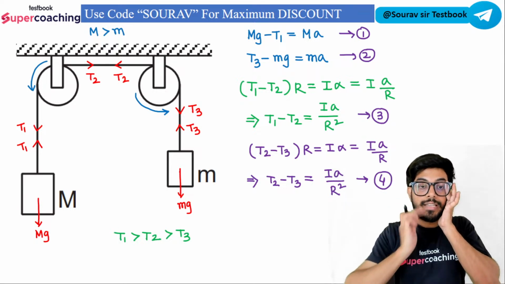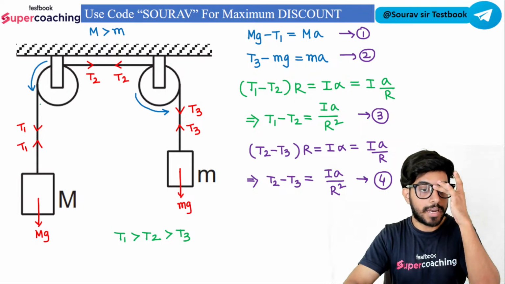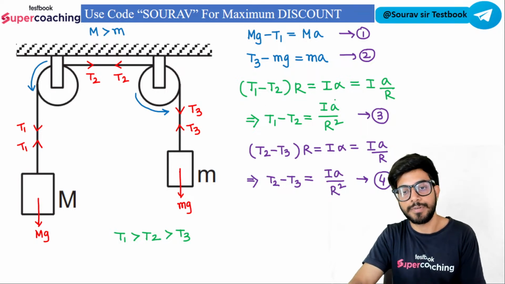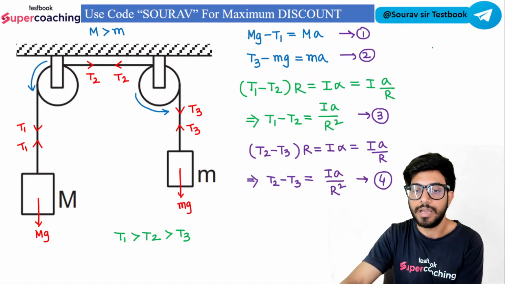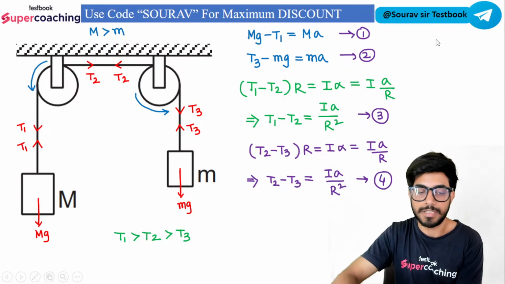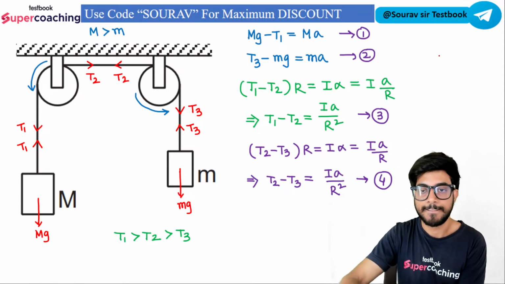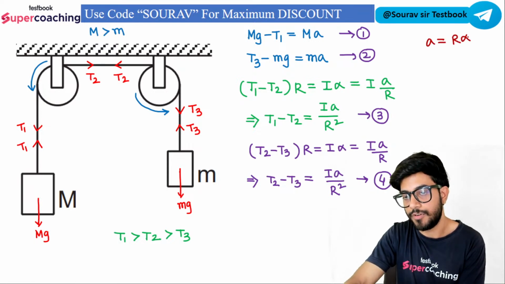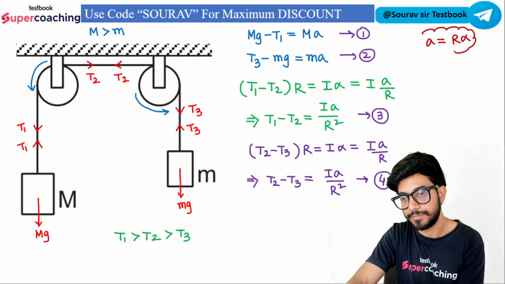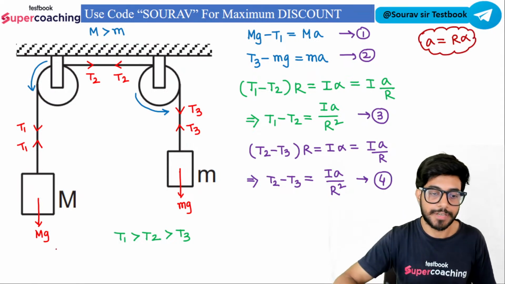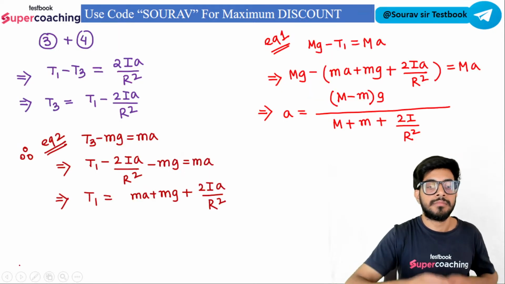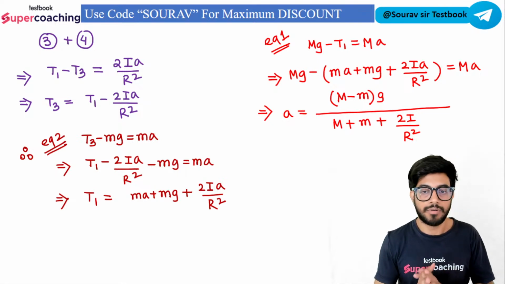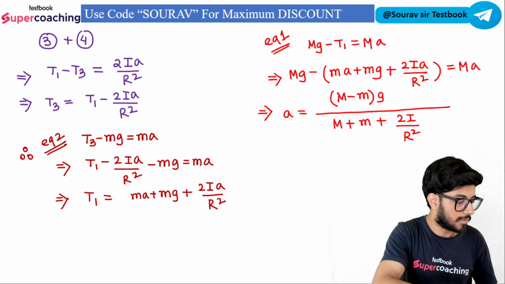Fine. You just have to understand that for rotation, you need to see which direction the pulley will rotate. For that direction, the tension will be greater. So T1 minus T2 into R should be equal to I into alpha, that is I into A by R. Alpha for both the pulleys must be the same. So A should be equal to R into alpha for rolling without slipping. This expression has to be satisfied. Okay, done. That's a good one, right? This question was a good question.